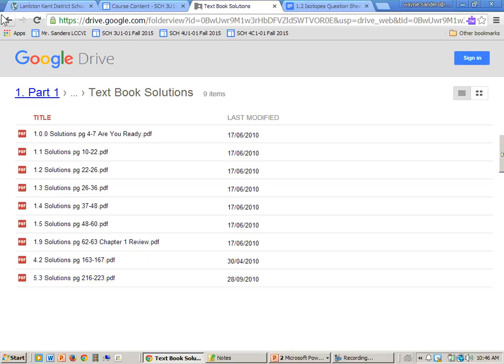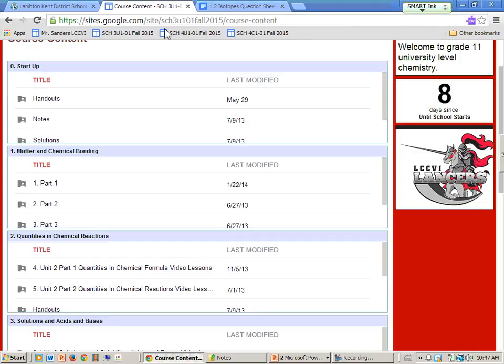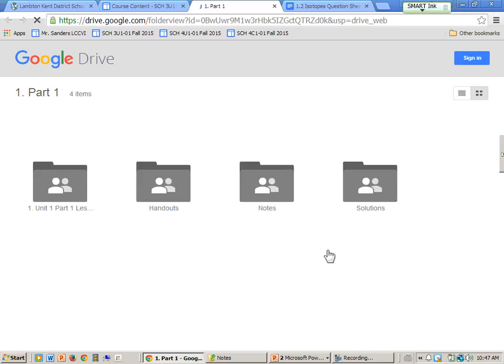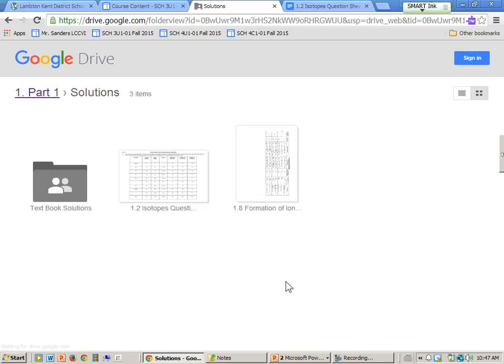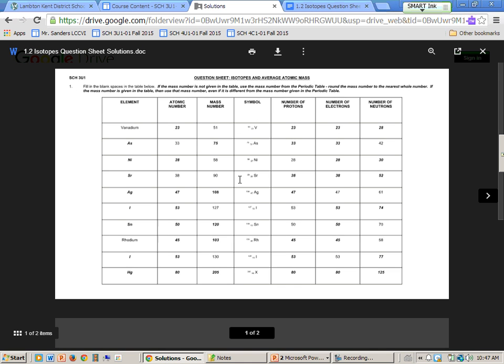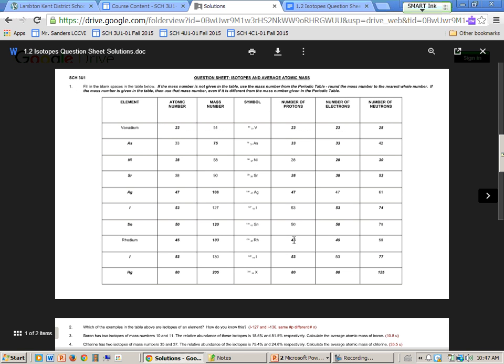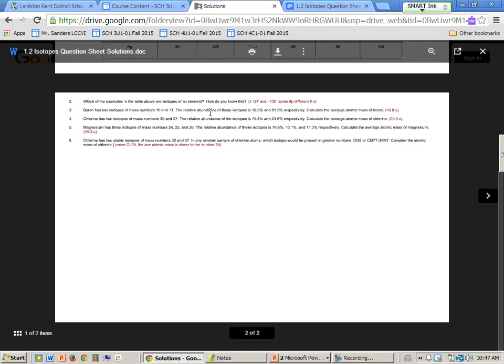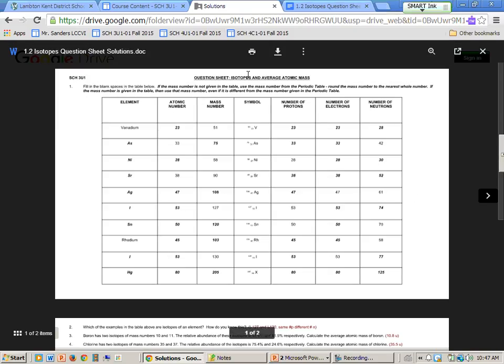I'm going to go back one. Notice also here, oh, go back for me. Oh, no, I don't have to go back. If I go to course content again, and I go again to Part 1, I shouldn't have closed that. Part 1. And I go to solutions. And notice right here, Isotopes question sheet. Open that up. It has the answers to that big page. It also has the answers at the end here for all of the masses. So you can find the answers to all of your sheets in solutions.